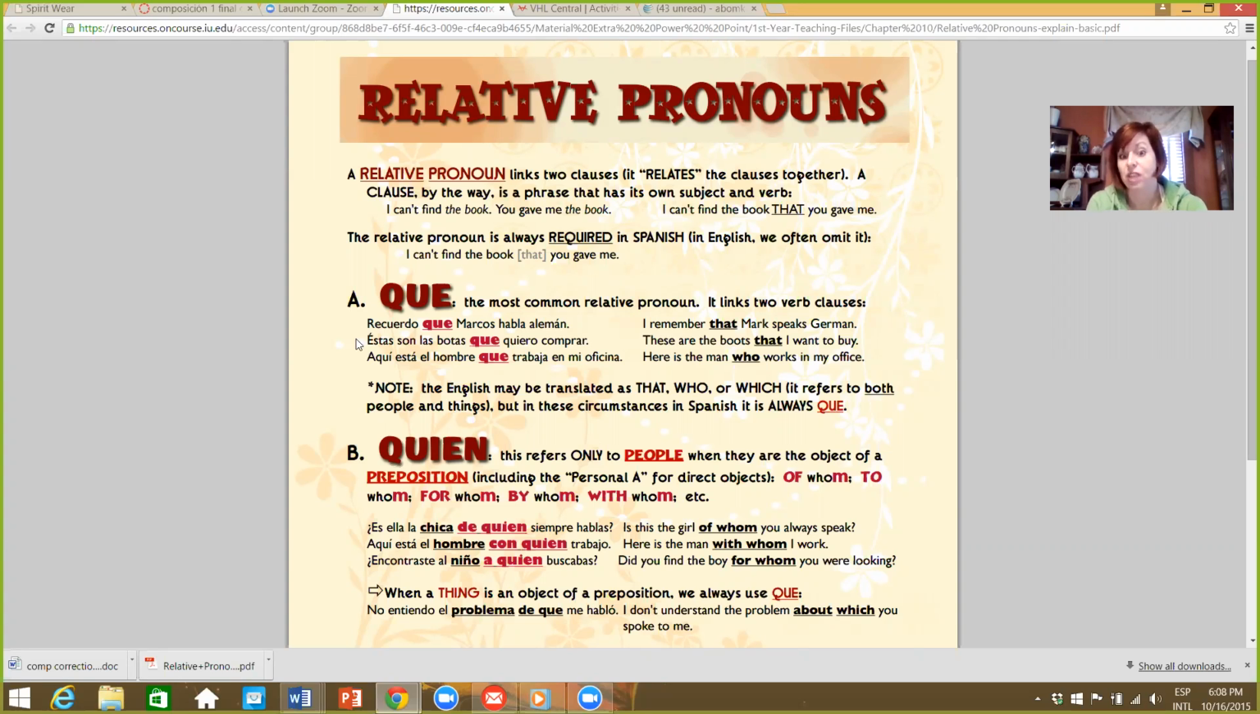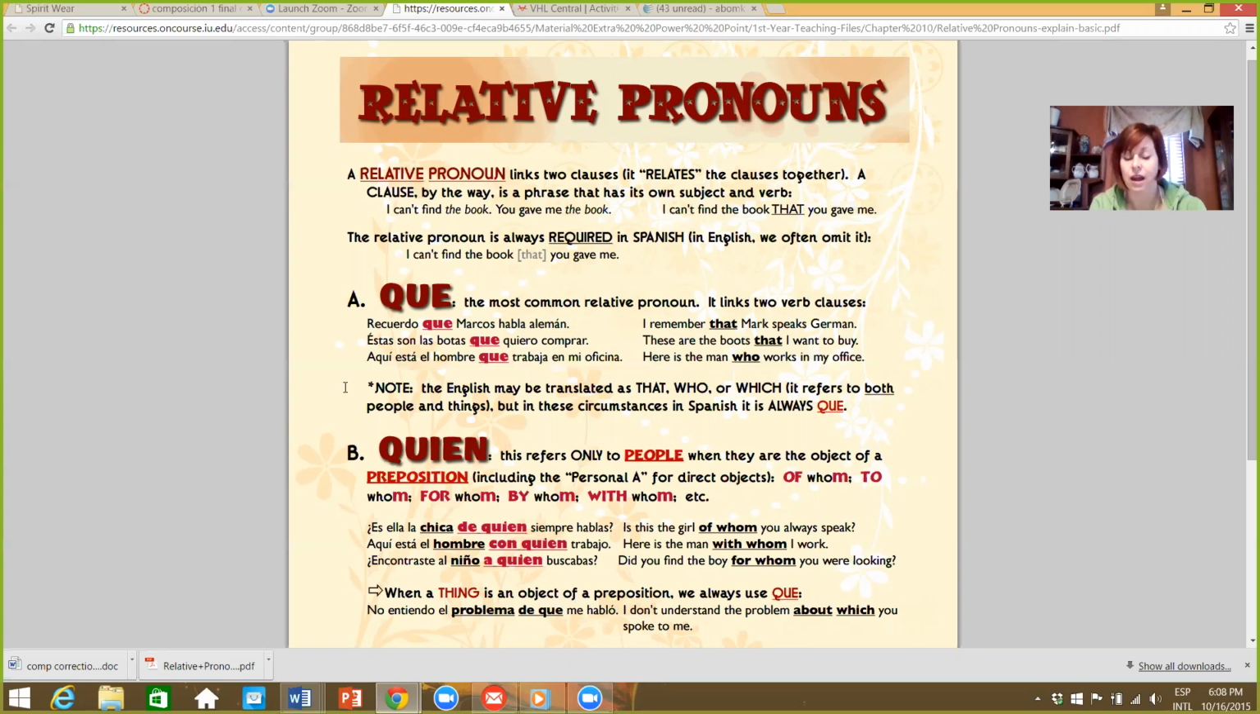That's one in English that we would actually cut out. These are the boots I want to buy. But in Spanish, you have to have the word that. Aquí está el hombre que trabaja en mi oficina. See? And then here we have this note. Because notice here that we have that, but here it means who. And in Spanish, we use que for all of them. So the English can be translated as that, who, or which.